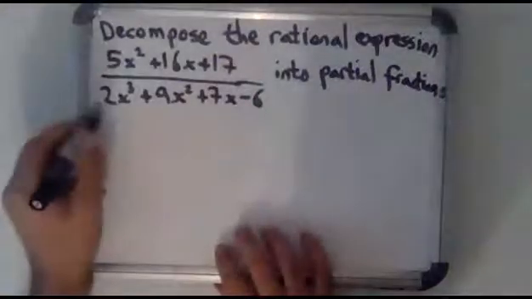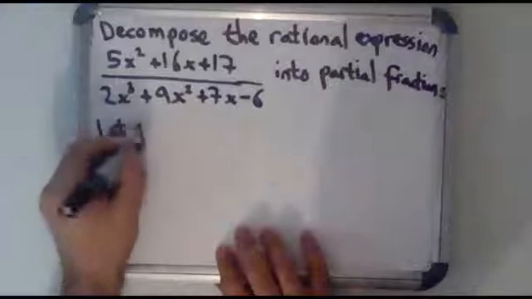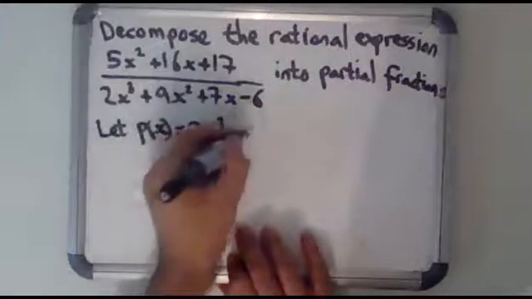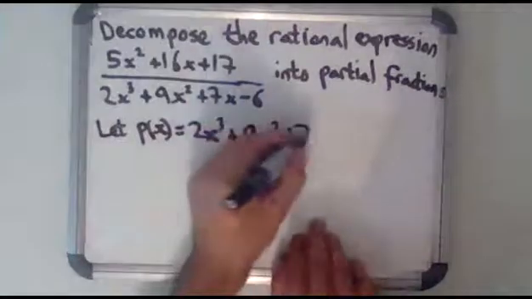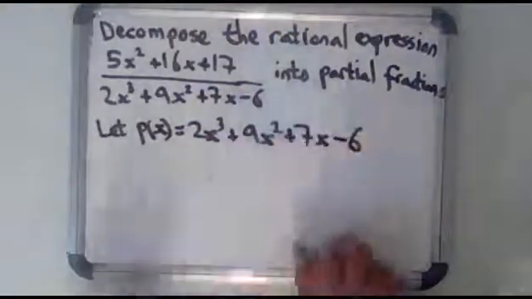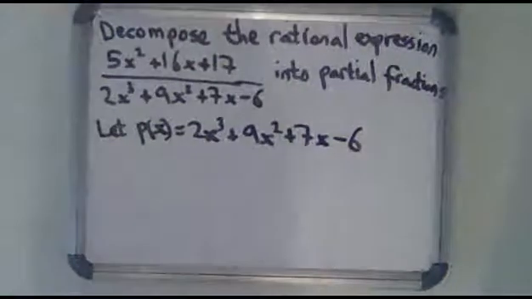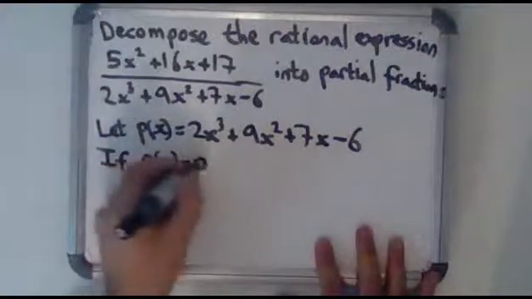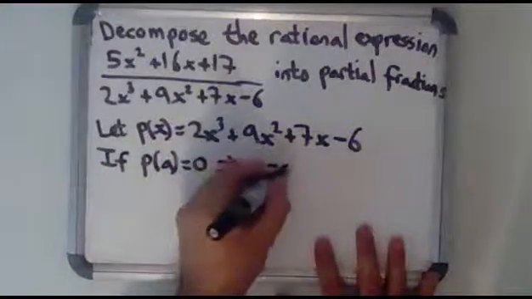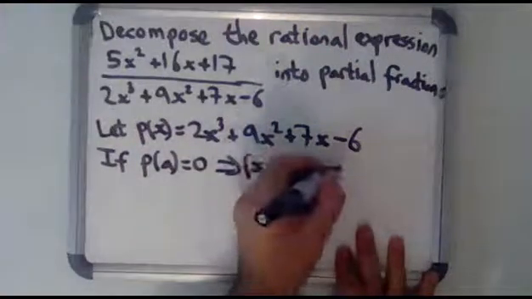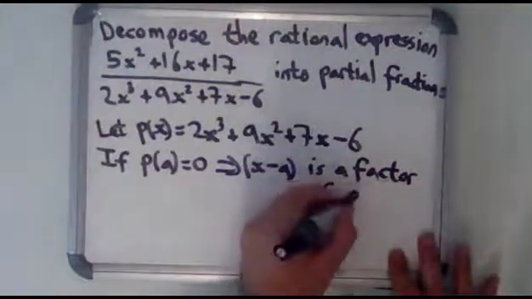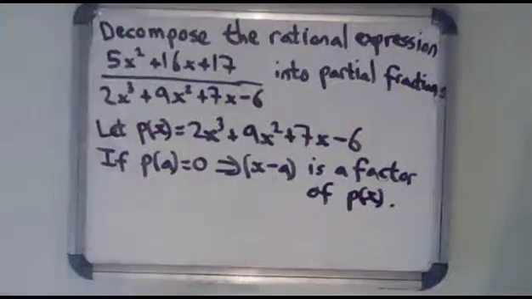So let p of x equal 2x cubed plus 9x squared plus 7x minus 6. What we're going to do is use the factor theorem. Recall the factor theorem: if p of a equals 0, that tells us that x minus a is a factor of p of x. We're going to test certain values. If we can find one factor, then we can divide by it.